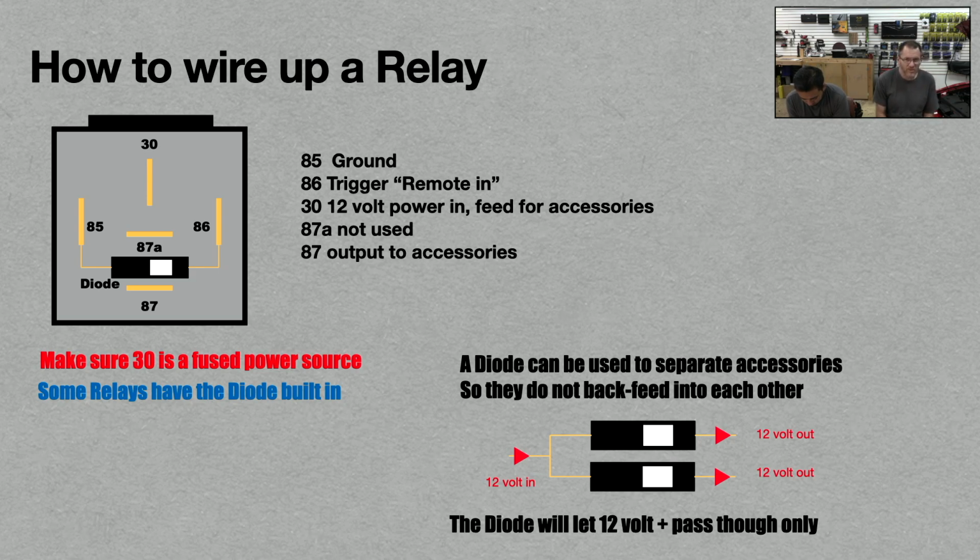Some relays have diodes built into them to prevent popping and voltage problems, or backfeeding as it were. And for those that don't, you can put a diode in there between 85 and 86. The stripe in this case will be towards 86 because we're using 86 for the remote positive input. If you were going to flip those two, you'd have to flip the diode.